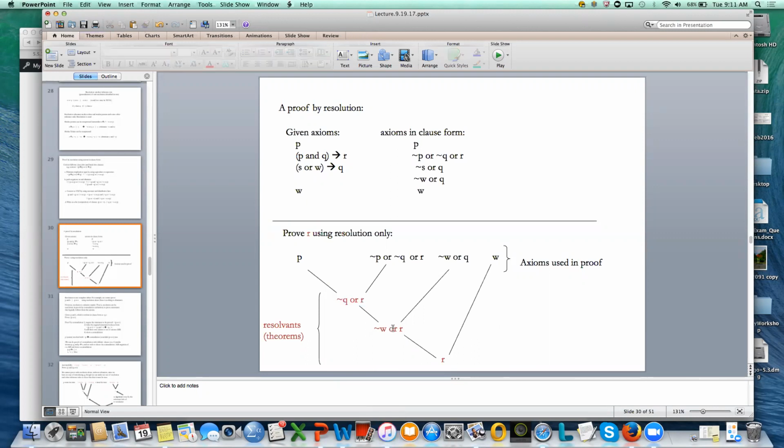And then I've got this, and this resolves with W. Again, I have W and not W or R. For both of these statements to be true, it must be the case that R is true. So I conclude R. And I've shown R using resolution.